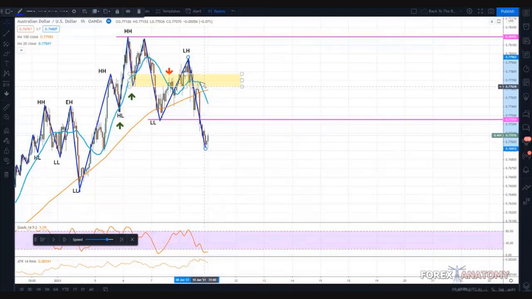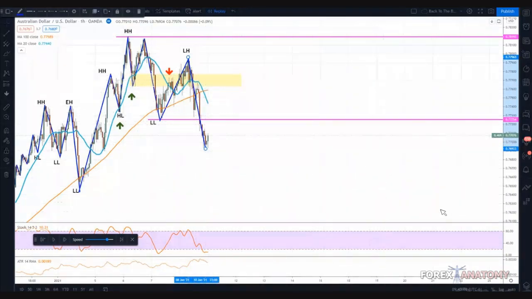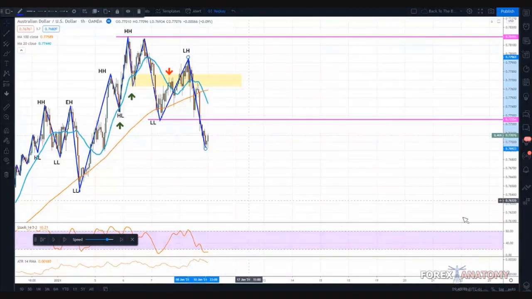We have the 20 SMA sloping downwards. So what does that mean? Do we want to look for a buy opportunity or sell opportunity? Let me ask you guys that. Do we want to look for a buy or a sell now? Yep. Okay. Yeah, we want to look for a sell, right?